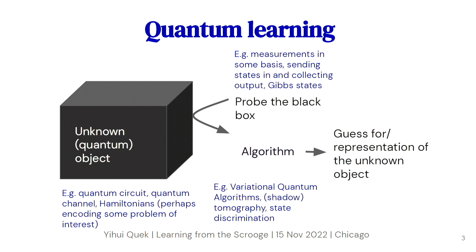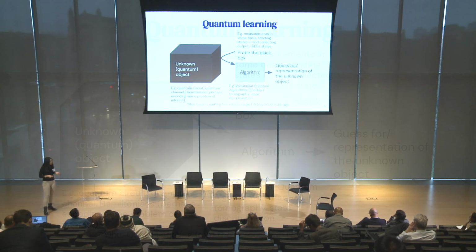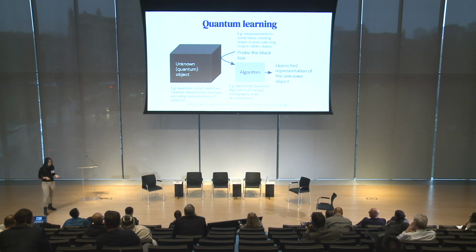Now, what about this algorithm? This kind of situation models things like variational quantum algorithms when you're trying to prepare the ground state of some Hamiltonian of interest, tomography, shadow tomography, which is a form of tomography where you don't actually need to return a guess of the full quantum state, but only a guess that predicts some properties of the quantum state. Or it could also model situations like state discrimination when you have an unknown quantum state chosen from one of a few possible options, and your job is to figure out which of the possible options it is.